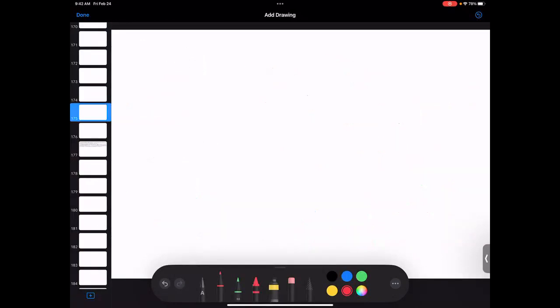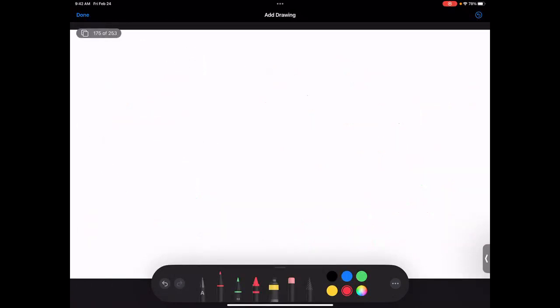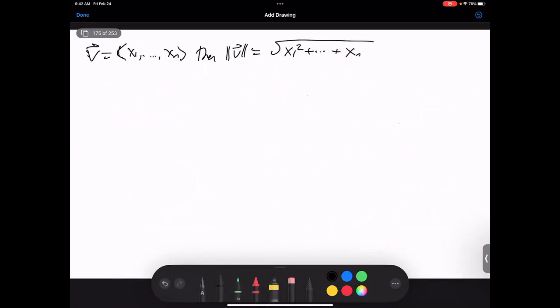So in general, if I give you v is x1 through xn, then the length of v would just be the square root of x1 squared plus through xn squared. And this just follows from multiple applications of Pythagoras.